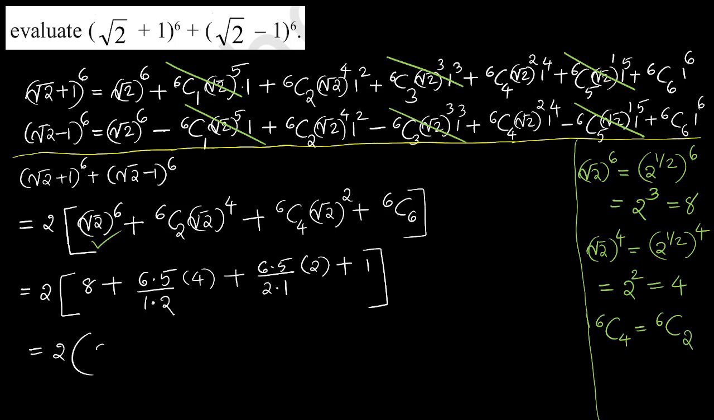2 into 8 plus, here simplification, 60 plus, is it correct? Yes, here what happens, 30 plus 1, 91, 99, 99 into 2, 198 is the answer. I will discuss one more question similar to this. All of you please write down. If you don't understand any step, please ask me.